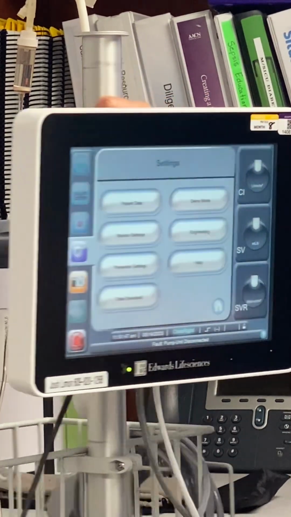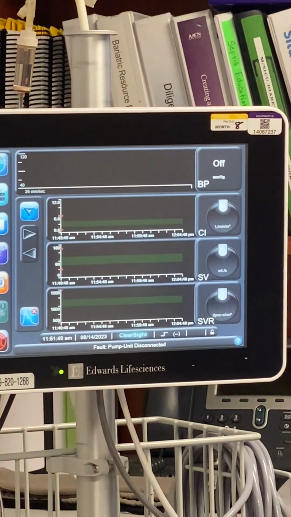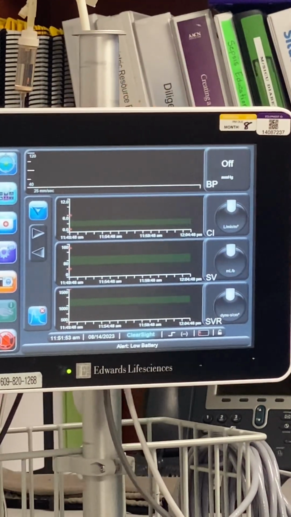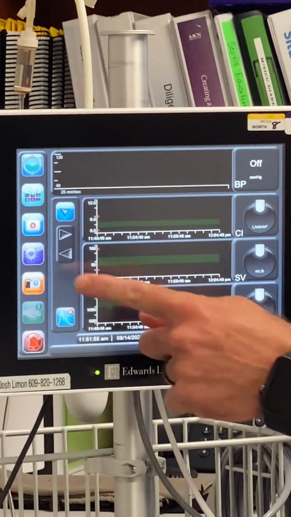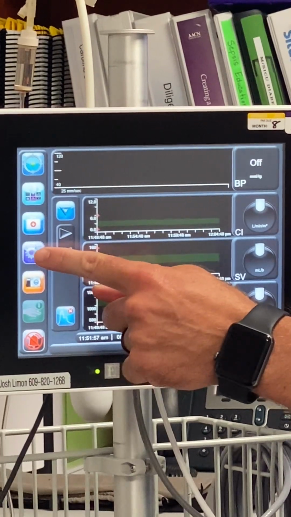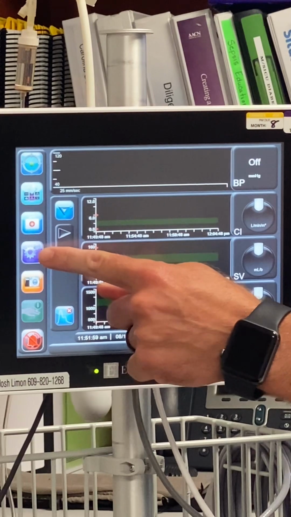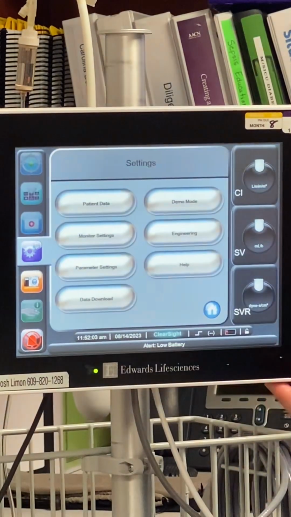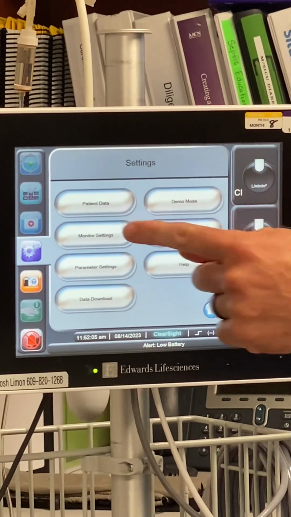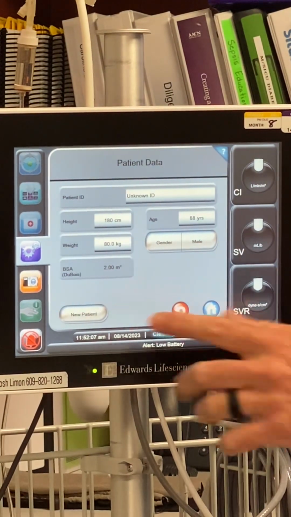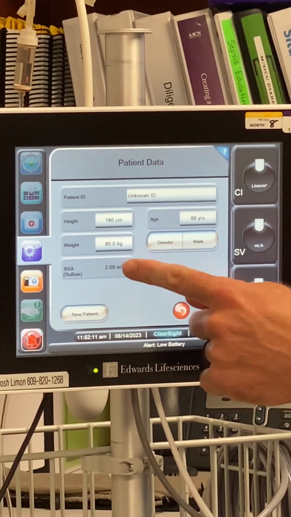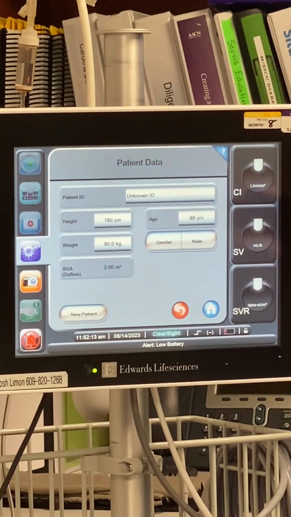So I'll just kind of run through this with you. If you want to enter a new patient, I know we're kind of jumping around just a little bit, but to set this up again, if I go to this settings icon over here, it's kind of like the settings tab on your iPhone. You hit this, you have patient data right here. If you select patient data, you can go back in here and change, like say they were 90 kilos instead of 80.